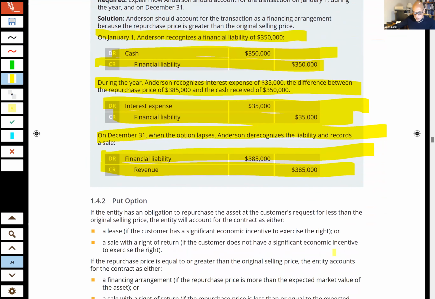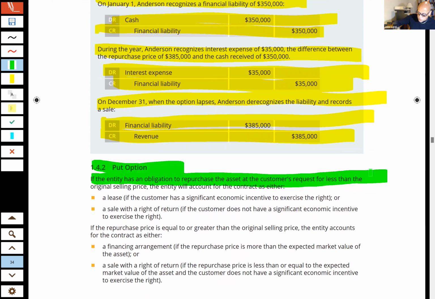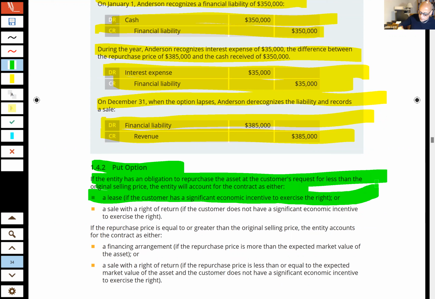Okay, now if it is a put option, what does that mean? The entity has an obligation to purchase the asset at the customer's request, and if it's for less than the original price, we will treat it as a lease if the customer has a significant economic incentive to exercise the right. That is going to be Chapter 5. But I want you to flashcard how to handle that. The actual accounting will be when we cover leases in Chapter 5.